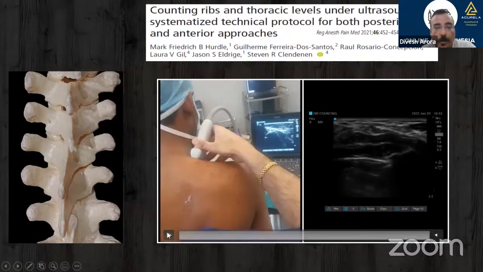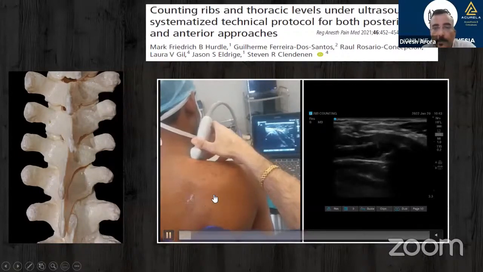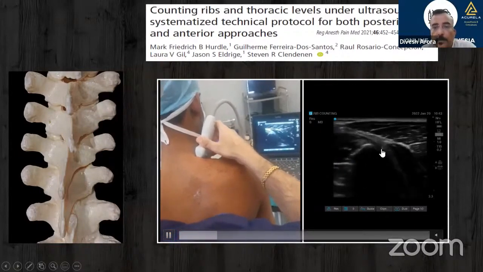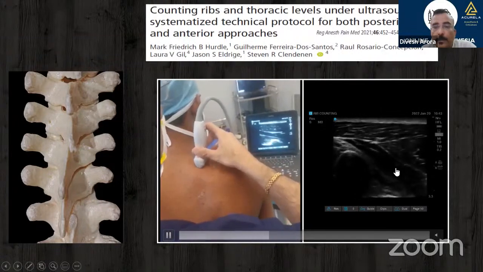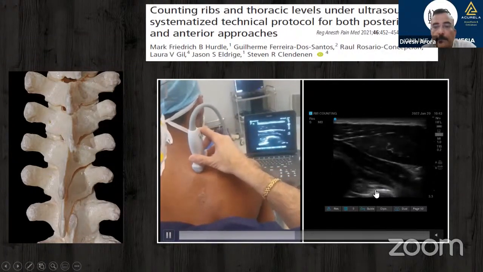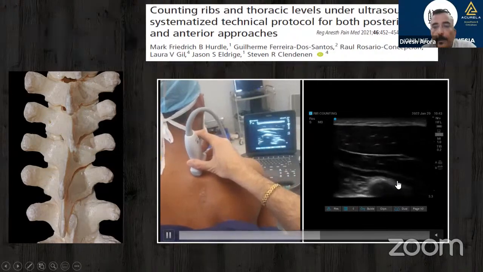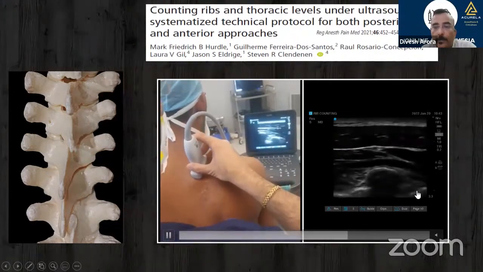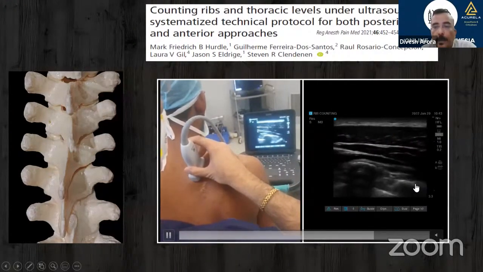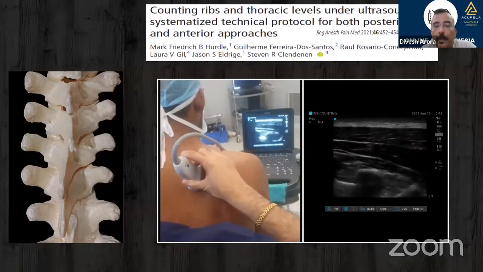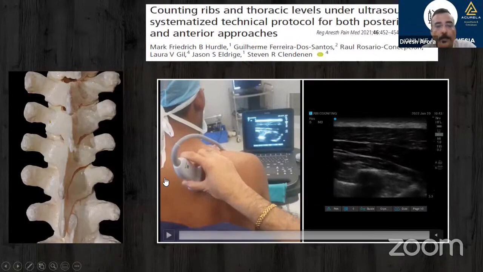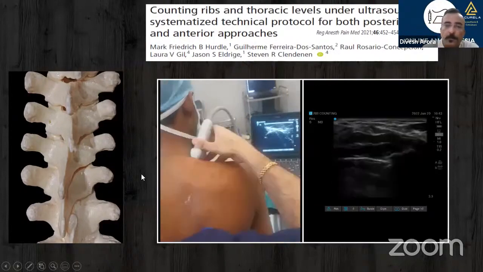So let me show you how we actually do it. So the first rib comes into picture. Subsequently, as we move downward, you will be seeing the next rib, which is the second rib. Then as we move further down, we get to see the third rib. And this is how we can start counting our ribs and then trace our probe towards the medial direction to count the respective transverse processes.